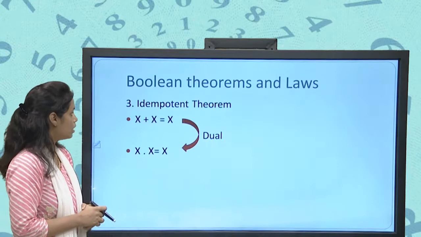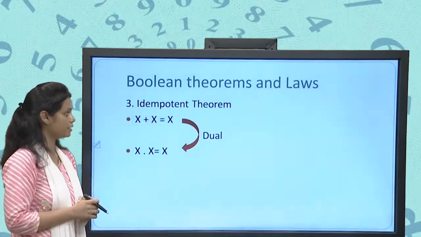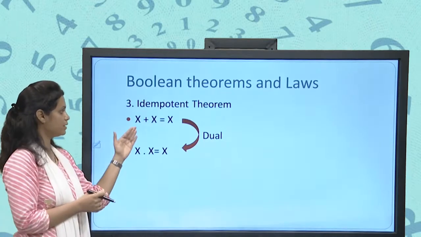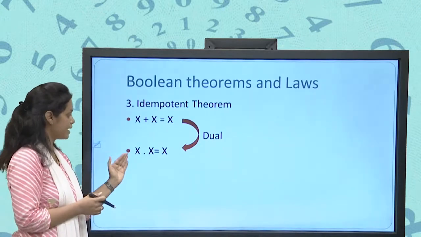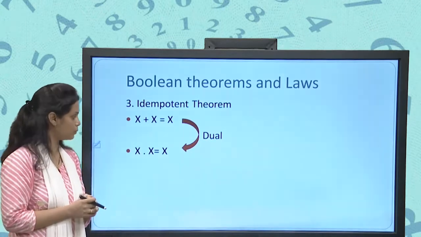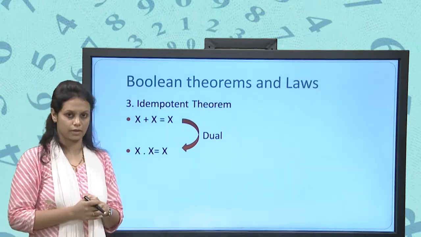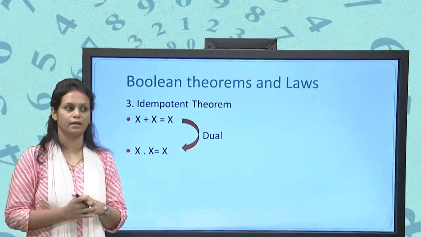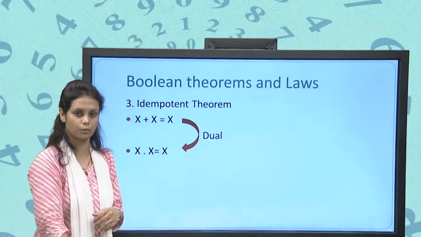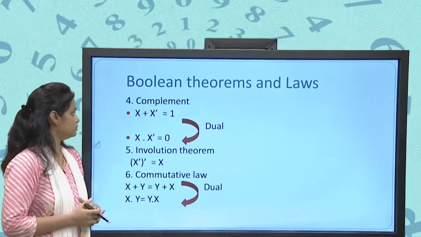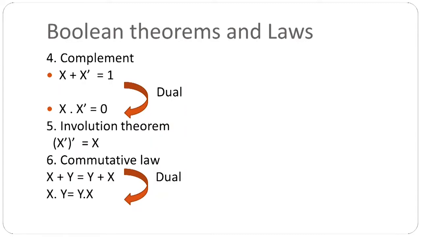Next, these are called the idempotent laws or idempotent theorem. x plus x will always give the output x, and x into x will always give the output x. Likewise, A union A will give the output A, and A intersection A will always give the output A. Fine.